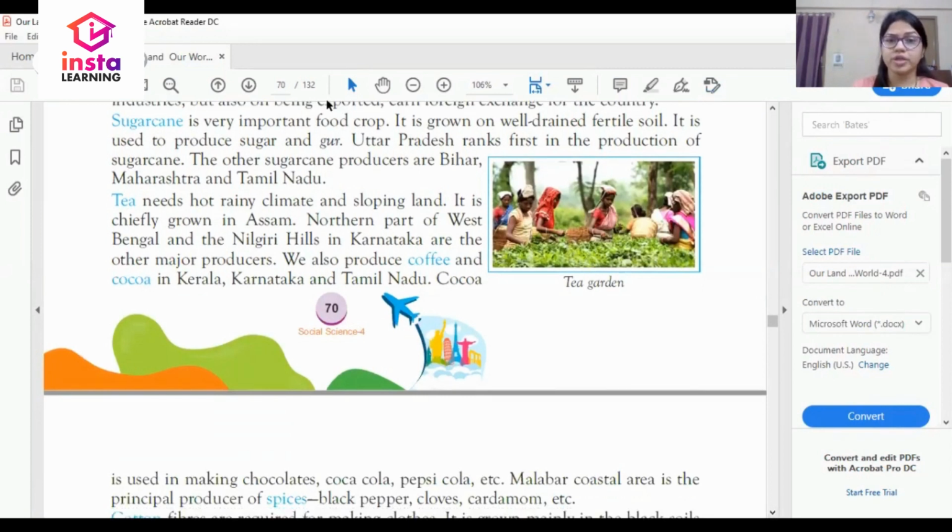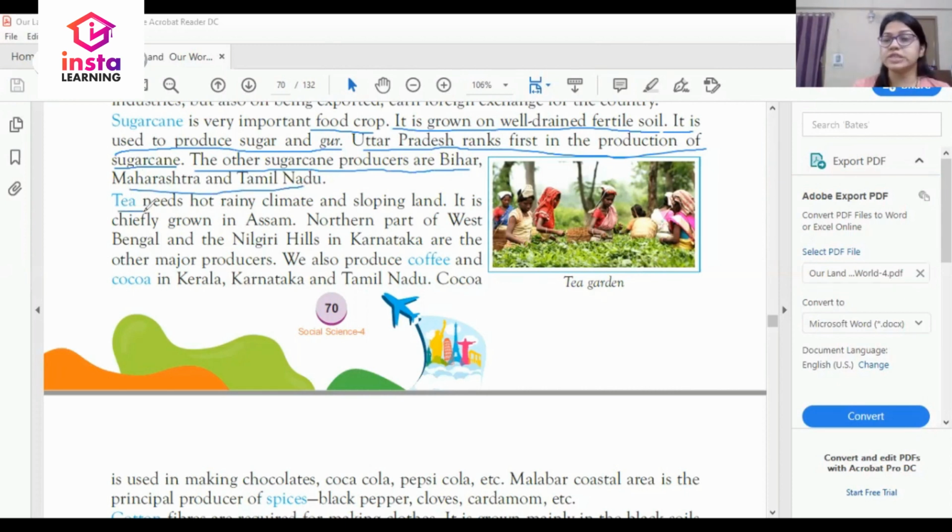Yes, student, sugarcane is a very important crop. It is grown on well-drained fertile soil. It is used to produce sugar and jaggery. किससे यूज होता है? शुगर, चीनी और गुड़ बनाने के लिए. Uttar Pradesh ranks first in the production of sugarcane. Yes, student, this is very important that you should know. The state Uttar Pradesh ranks first in the production of sugarcane. The other sugarcane producers are Bihar, Maharashtra and Tamil Nadu.